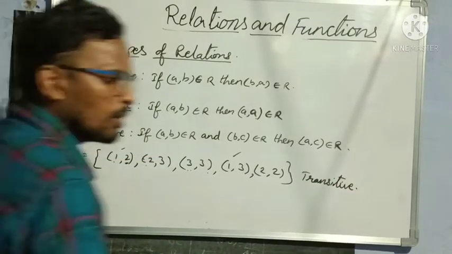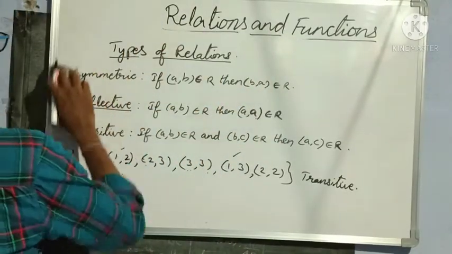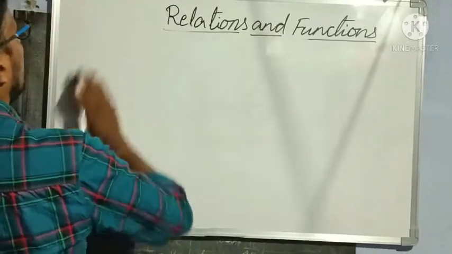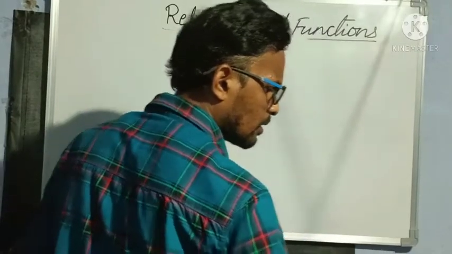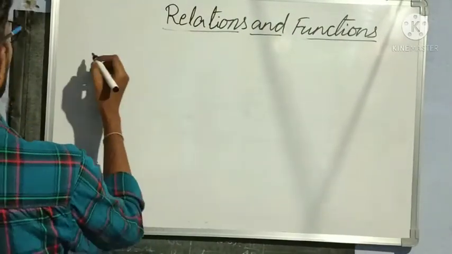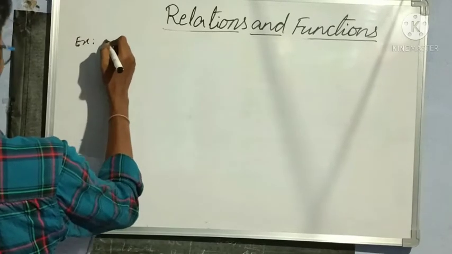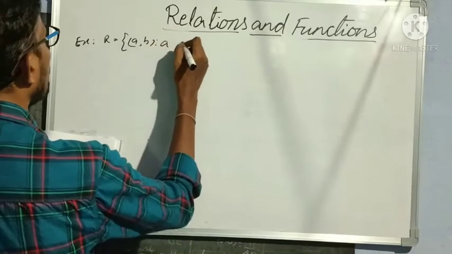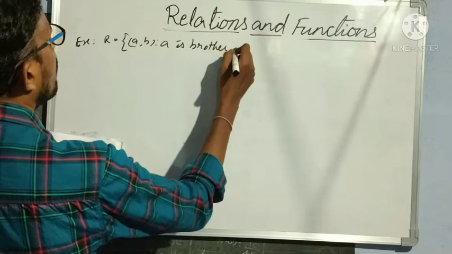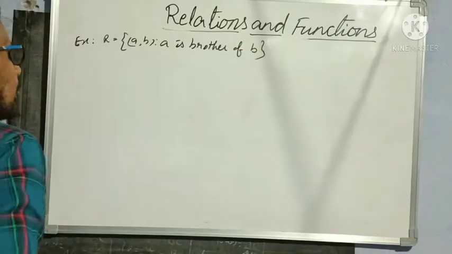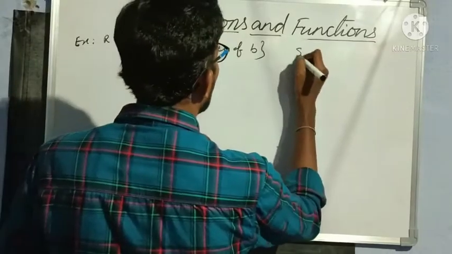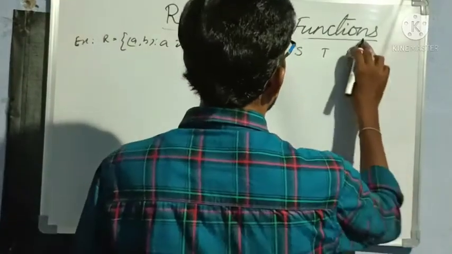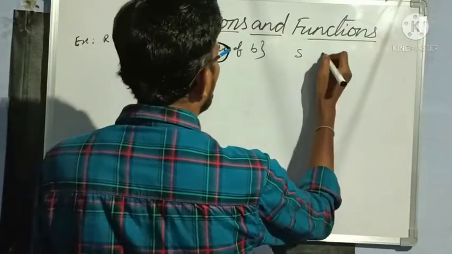Okay. So now let us see a real time example. Only one last example we'll take. R is equal to, now here it is given in set builder form, (A, B) such that A is brother of B. Now let us see whether this relation satisfies symmetric, reflexive and transitive or not. I will write in order: symmetric, reflexive and transitive.